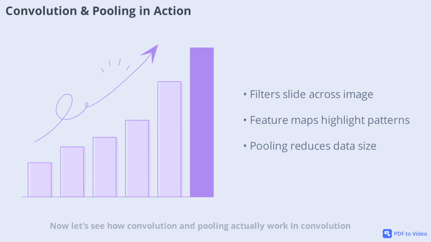Now let's see how convolution and pooling actually work. In convolution, a small filter or kernel, often 3x3 or 5x5, slides across the image. At each position, it performs a dot product with the underlying pixels, producing a feature map that highlights where specific patterns like edges are found.